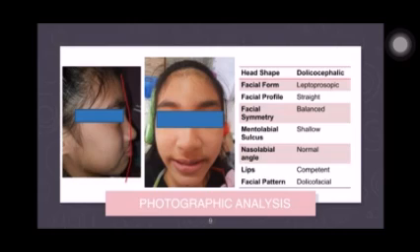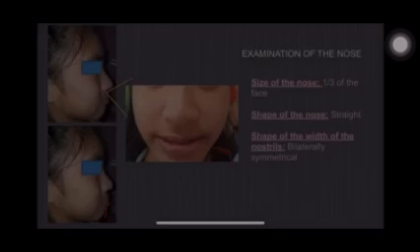Facial form, leptoprosopic. Facial profile is straight. Facial symmetry is balanced. Mentolabial sulcus is shallow. Nasolabial angle is normal. She has competent lips, and the facial pattern is dolichofacial because she has a long, narrow face.